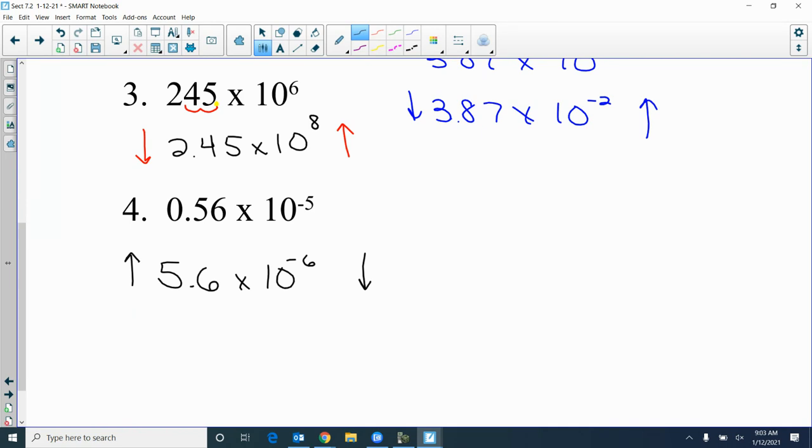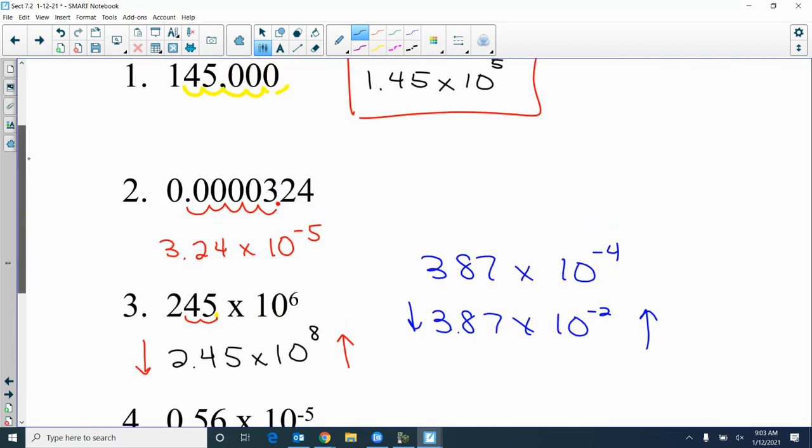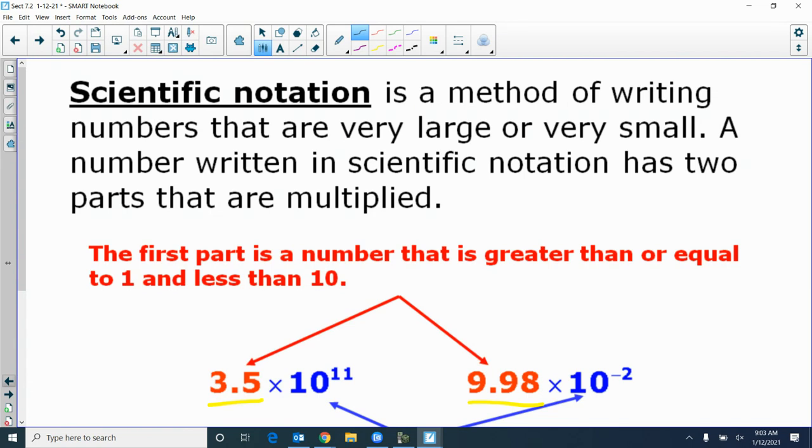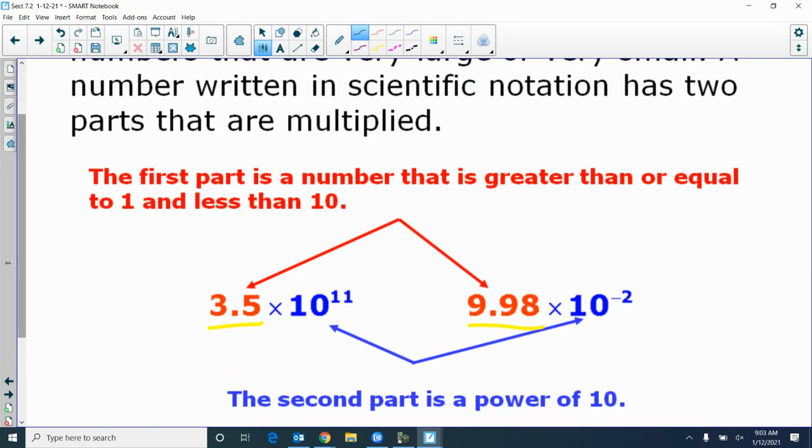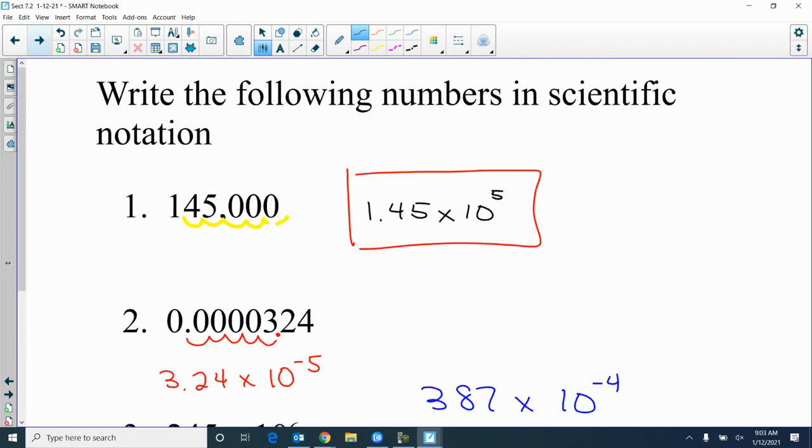Okay, vice versa. So you just got to be careful here because these look like they're in scientific notation, but they don't qualify because you got to have that first number between 1 and 10, and it can't equal 10, less than 10. Okay, bigger than 1.